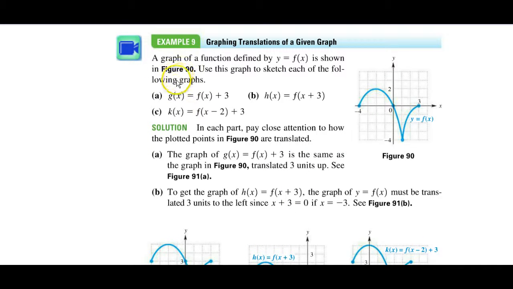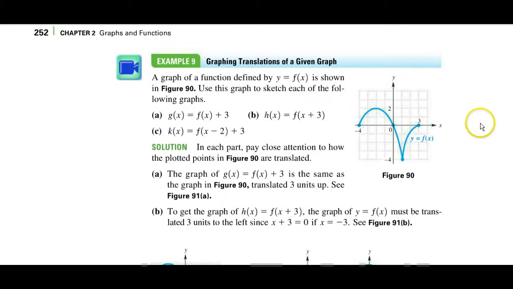Now here they're showing what happens when we are graphing translations of a given graph. So let's say this is f of x, and again, that's just representing this function, and we want to move everything up 3 points. So I don't do this very well, but I'll show you what they mean. So this point goes up 3. 1, 2, 3 goes right there.